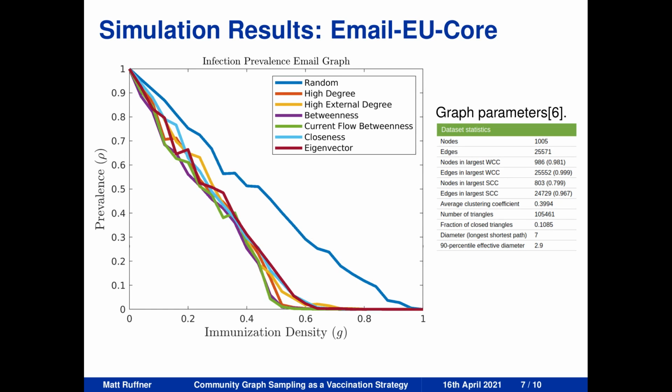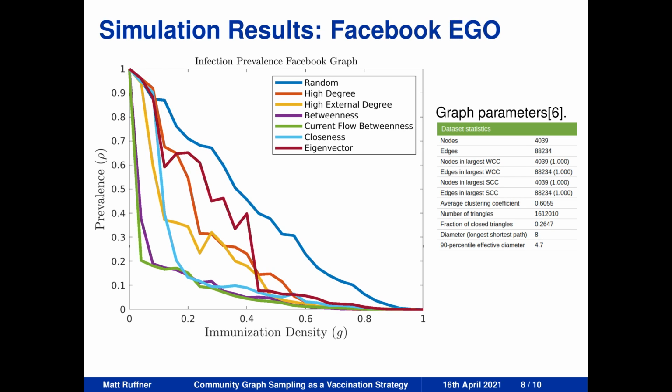In the email EU dataset, it is evident that a higher clustering coefficient and connectivity enables a more effective vaccination strategy. All strategies except random are still grouped together, however, with no significant improvement in performance between any 2 metrics. The Facebook Ego dataset is the most receptive to vaccination, with betweenness and current flow betweenness able to reduce the infection prevalence more than 80% by immunizing less than 10% of nodes.